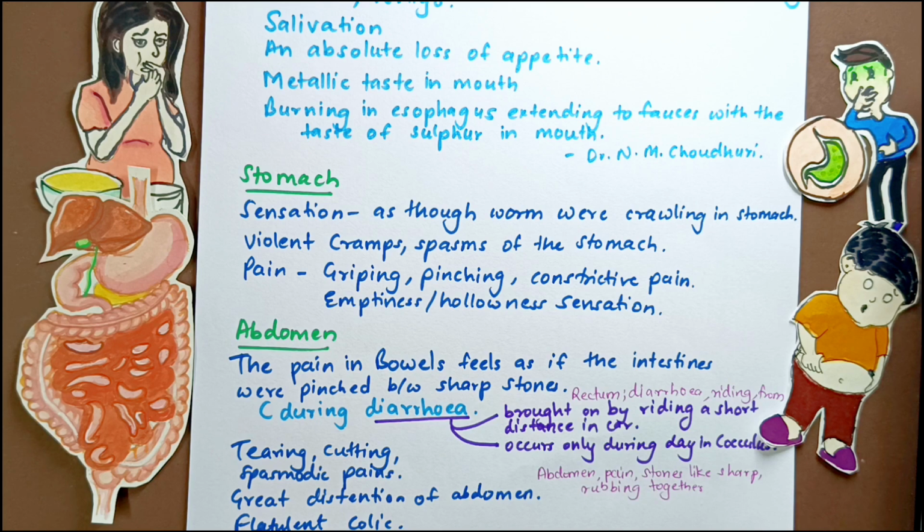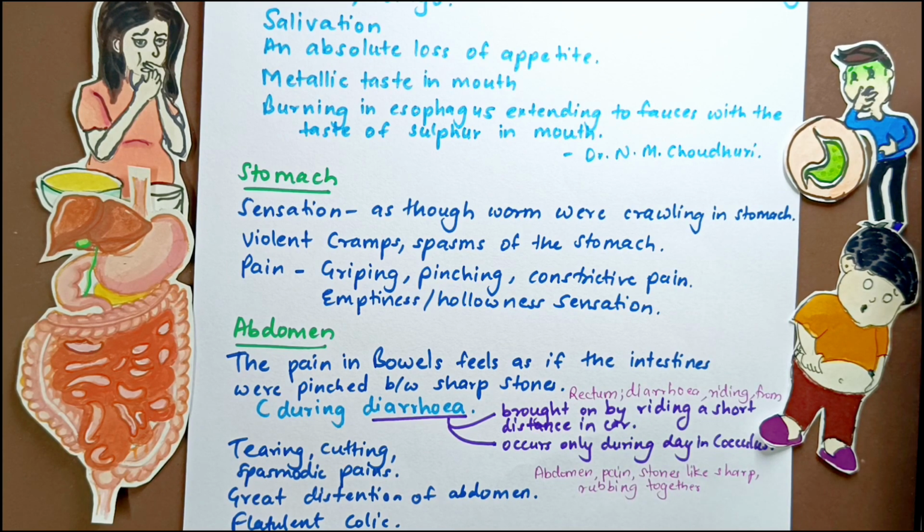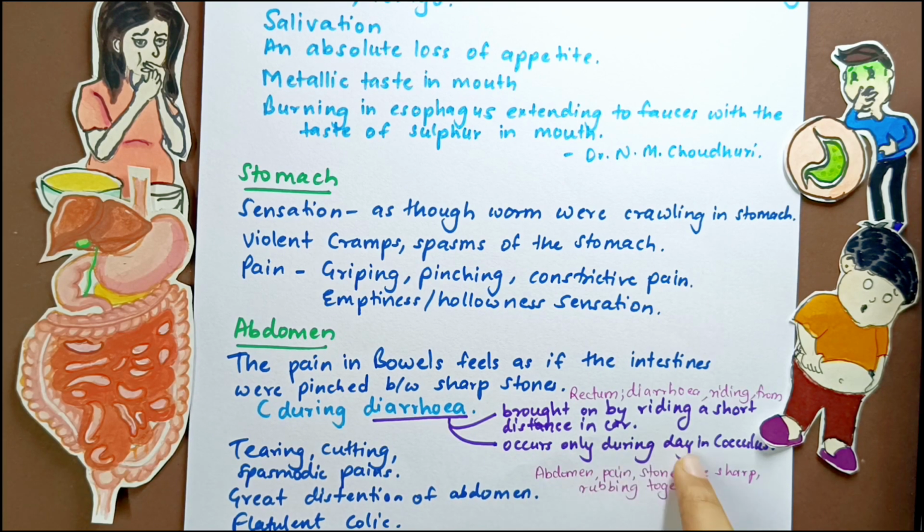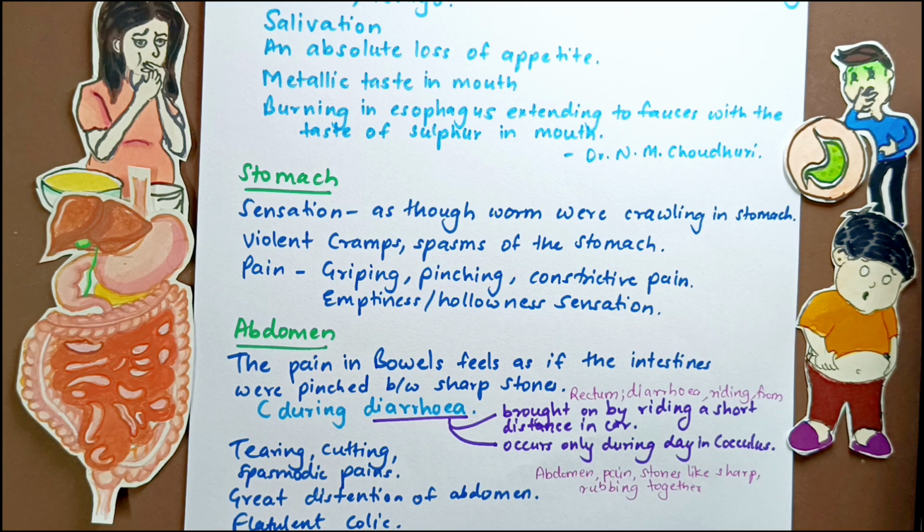And now, what is the causative factor of this diarrhea? What is giving rise to this diarrhea? This diarrhea may be brought on by riding a short distance in a car. Can you imagine just riding a short distance in a car, and that gives them diarrhea? In diarrhea, not every time, but they may have this feeling. That is a classical picture that is shown, that the bowels are being pinched between sharp stones, and it also occurs only during day. So this is a modality. This diarrhea of Cocculus happens only during day. At night, they can sleep peacefully, there's no diarrhea, but in the day they'll have diarrhea. So if you have this kind of symptoms, you can think of Cocculus.